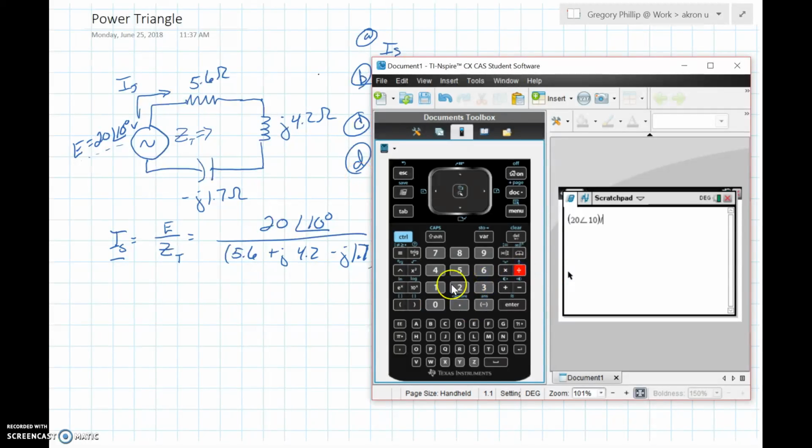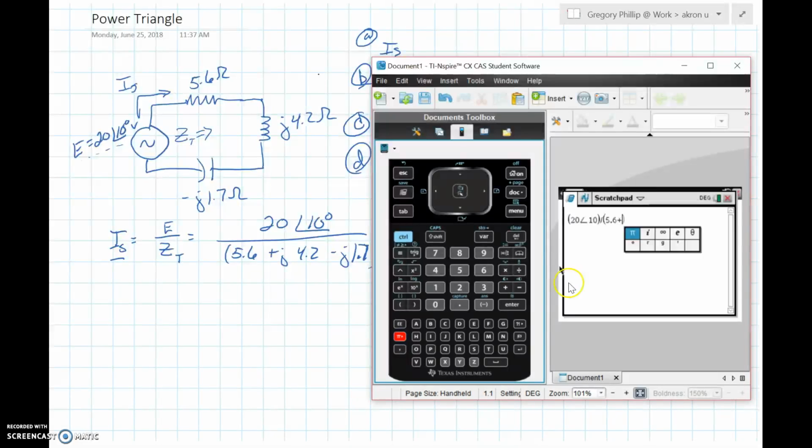Now divided by, and you've heard me say it time and time again in class, when to use polar numbers and when to use rectangular numbers. This also gives you a good example of when I use polar and rectangular. I like to use polar for voltages and currents, and so you can see my voltage here, 20 angle 10, is in polar form, but I leave my impedance in rectangular form because I like to have my impedances in rectangular form. Now I can type in my 5.6 plus j.